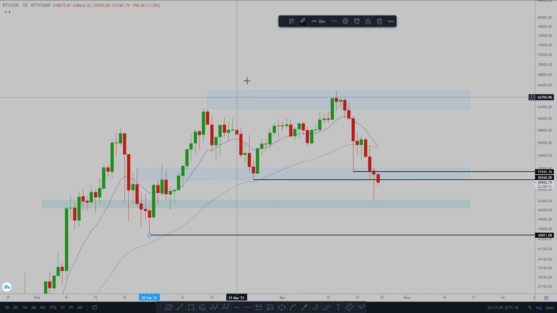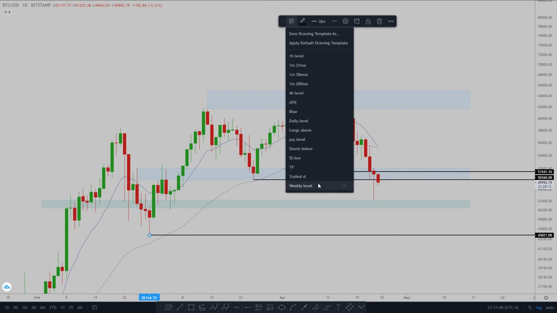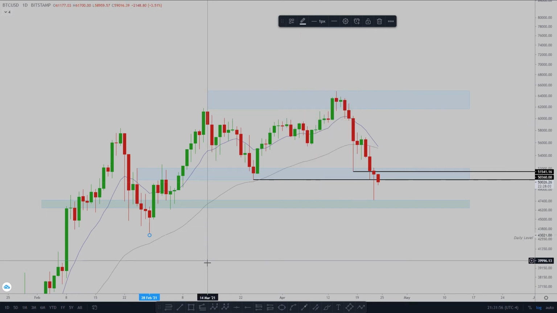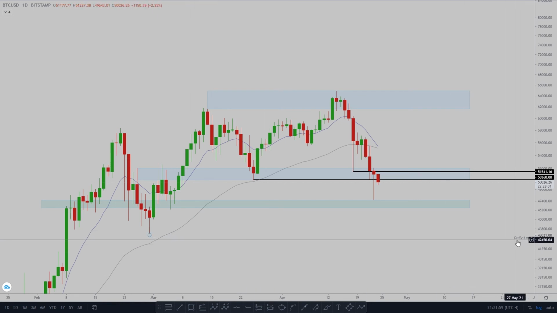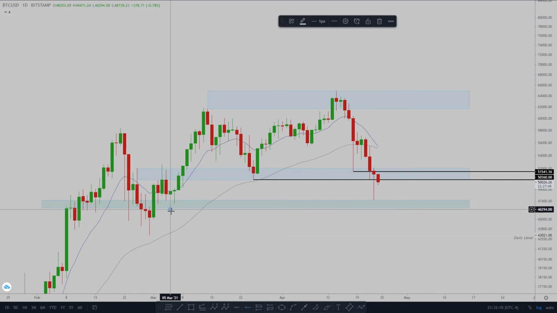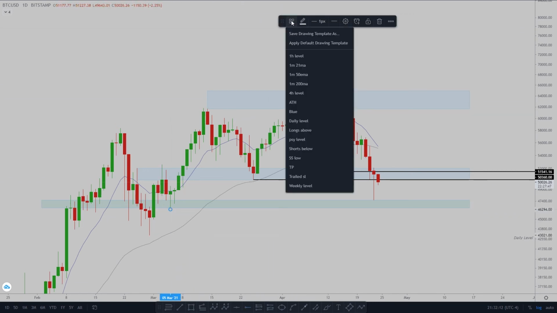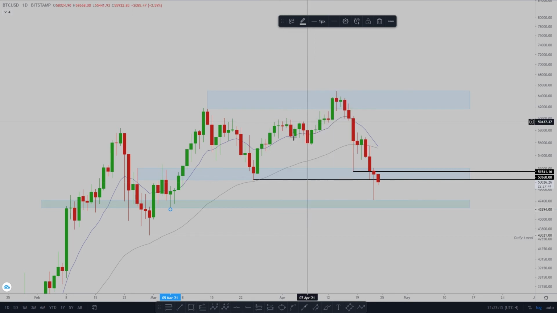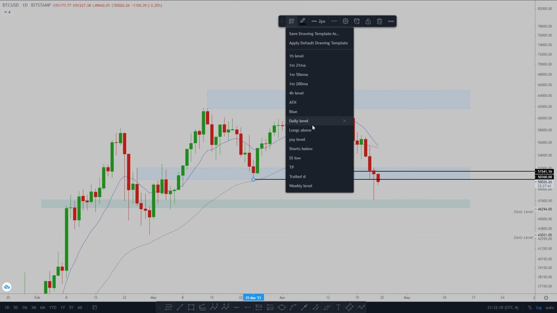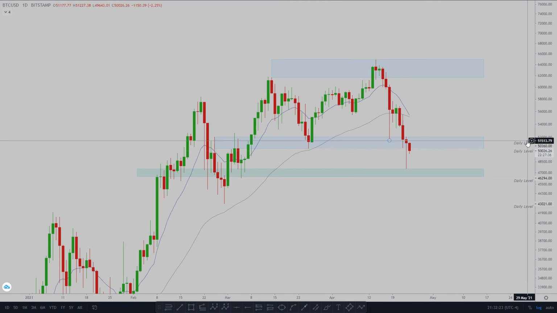I like to also use the levels. You can see I have all types of horizontal rays to identify what type of ray I'm looking at. I really like daily levels. As you can see, I have the daily level over here that I can already know. I don't have to actually analyze this all the time and just leave it here. This is also a daily level. This is also a daily level. And this is also a daily level. We got a bunch of daily levels.